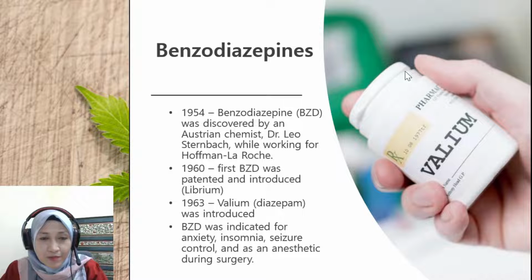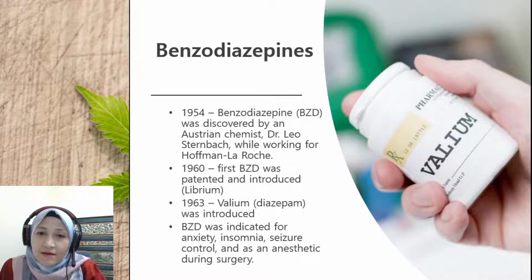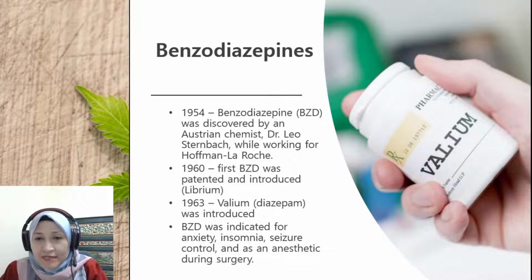So we can see in the hospital now we use more benzodiazepine as compared to barbiturates. It was discovered by this Austrian chemist in 1954, Dr. Leo Sternbach, while working for Hoffmann-La Roche. The first benzodiazepine patented and introduced was under the trade name of Librium. Okay, and then in 1963, Valium was introduced. Valium is a more popular trade name for diazepam. So diazepam is one of the benzodiazepine agents.